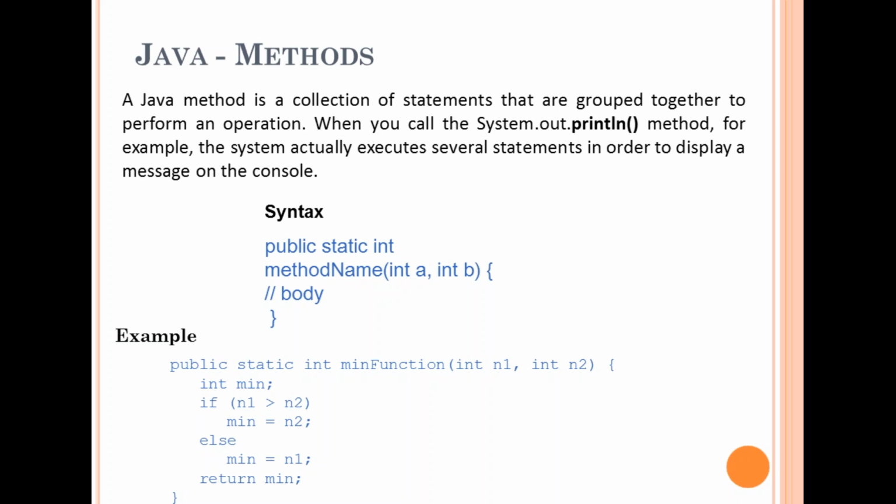Method body: the method body defines what the method does with the statements. If n1 is greater than n2, min equals n2, else min equals n1. This is the body section.